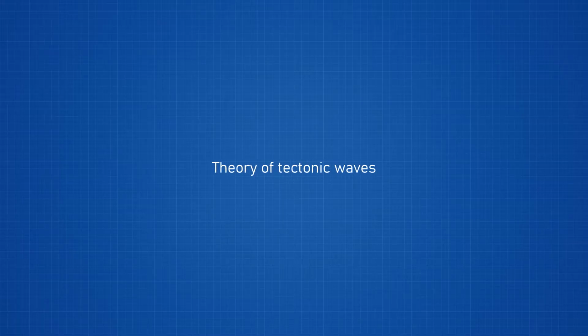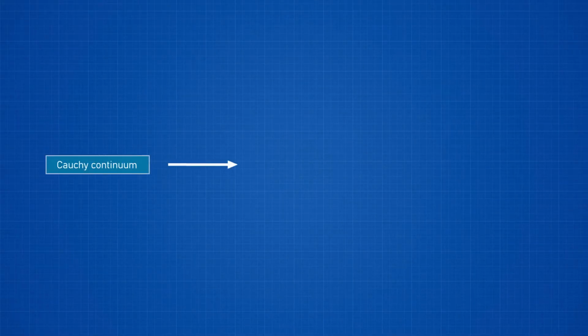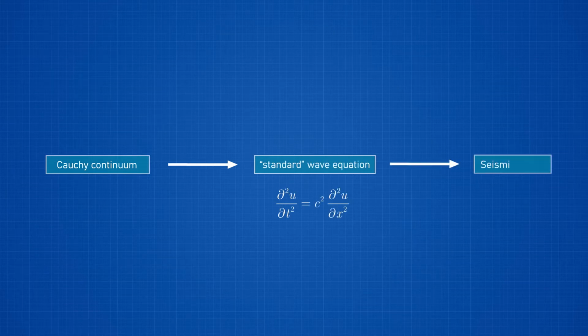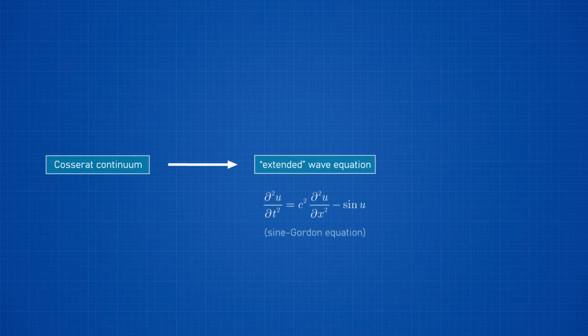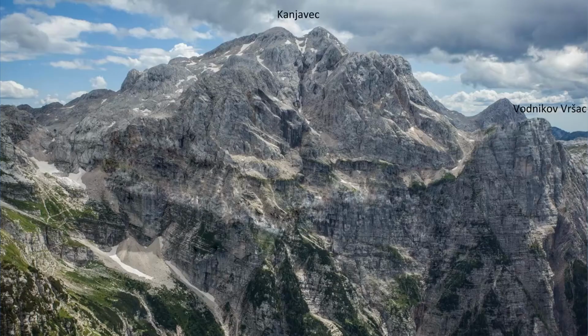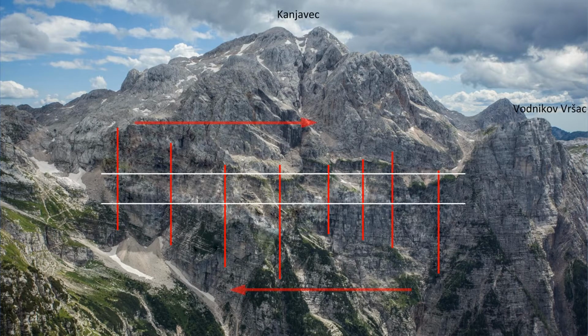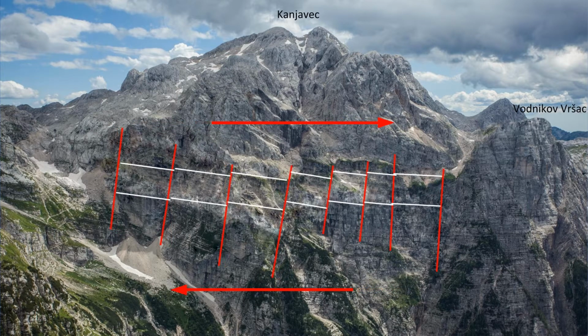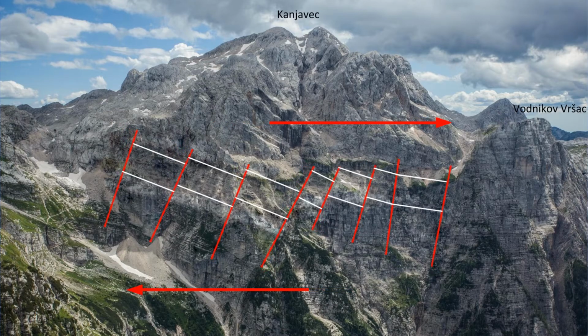Theory of tectonic waves. The classical concept of seismic waves is based on the Cauchy continuum theory, which leads to the standard wave equation. In contrast, the concept of tectonic waves is based on the generalized Cosserat continuum theory, which leads to the extended wave equation, or the so-called sine-Gordon equation. The Cosserat approach is used to describe slow faulting-related deformation of rock, where blocks of rocks between the fault planes can both translate and rotate. Such rotations are commonly observed by structural geologists between parallel neighboring faults.